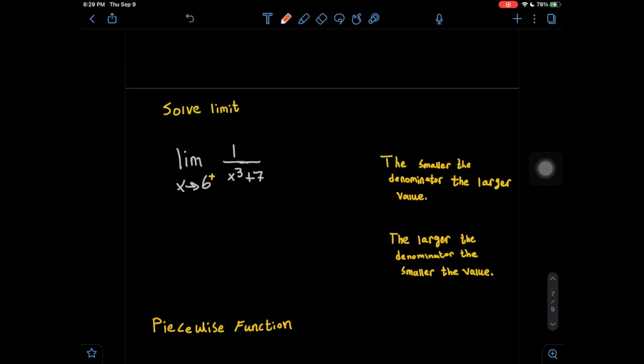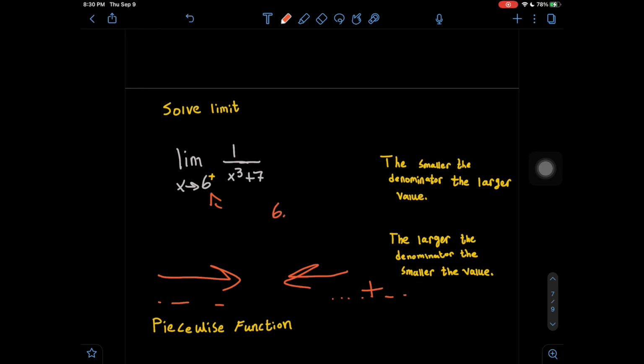Now we need to solve the limit from the right side of 1 over x cubed plus 7. And we have some notes off to the side which say the smaller the denominator, the larger the value of the limit, and the larger the denominator, the smaller the value of the limit. Well, we're looking at it from the right. All these values are greater than 6, and everything from the left is lower than 6. So it's going to be negative, and that's why this is positive. So what's a value that's really close to 6 but a little greater?